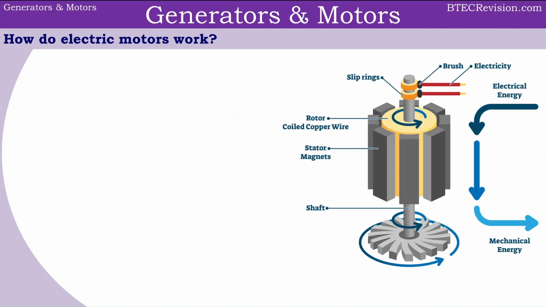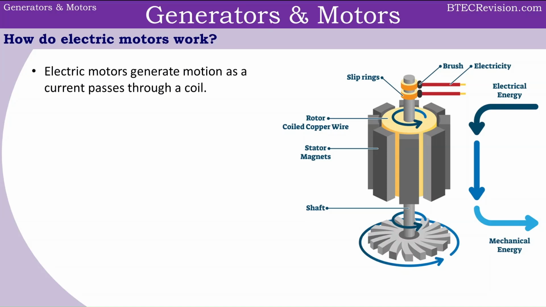Next, we can look at how electric motors work. Looking at the diagram, we notice there is a difference in the energy transfer. Now we have electrical energy transferring into mechanical energy. This means that if we input electrical energy, you will get mechanical energy as the output. Electric motors generate motion as a current passes through a coil.